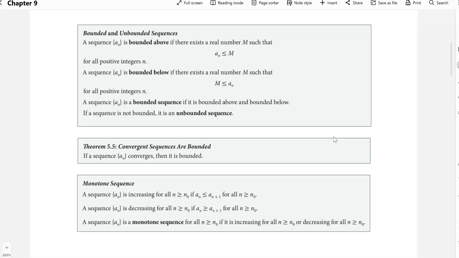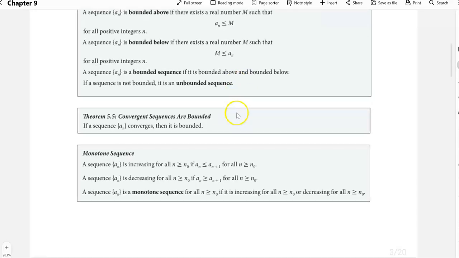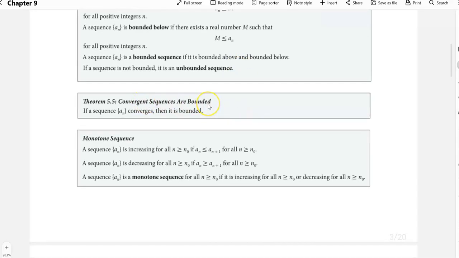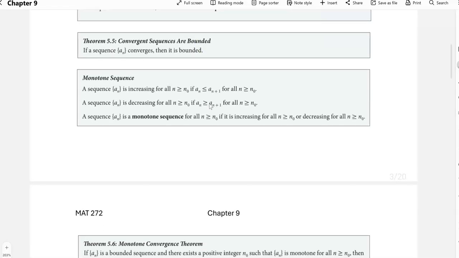So we can talk about boundedness. A sequence is bounded above if there exists a real number M such that all the sequence values are less than whatever that number M is. We're bounded below if all the sequence values are larger than our lower bound. They're calling that M again. And if it's not bounded, so it just keeps going to positive infinity or negative infinity, then we would say we have an unbounded sequence. If we have something that converges, it's always going to be a bounded sequence.